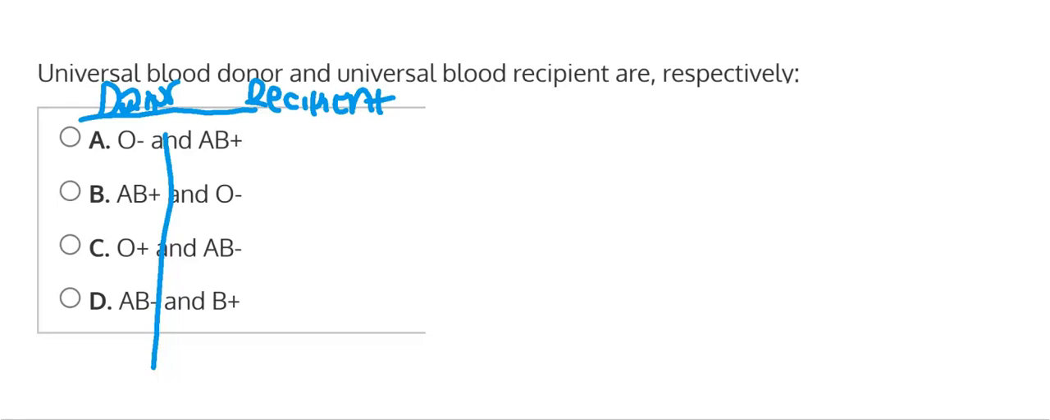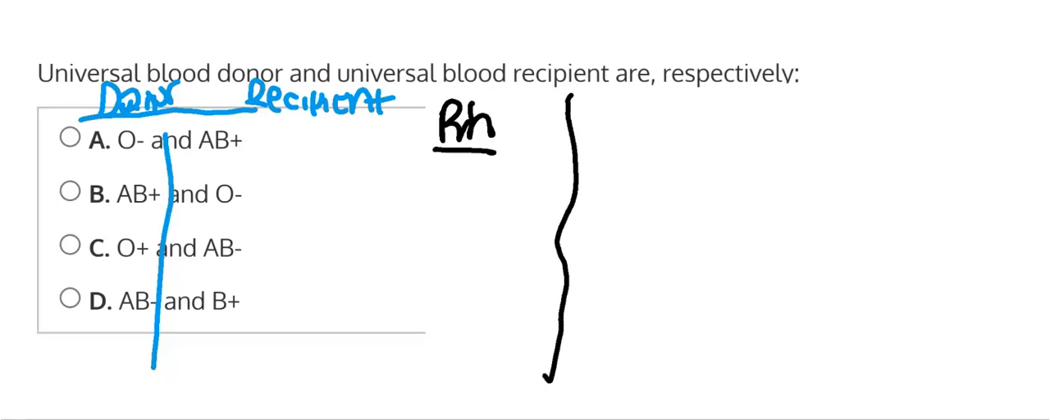Universal blood donor and universal blood recipient are, respectively. So we just cut down the diagram here to note that the left side is your donor side, your right side is your recipient side. So let's review the different types of blood and also the RH factor. Let's begin with the RH factor, and then we will look at all different types of blood.